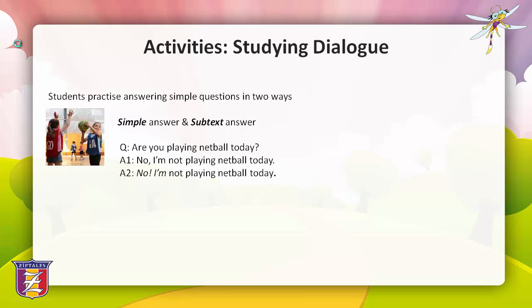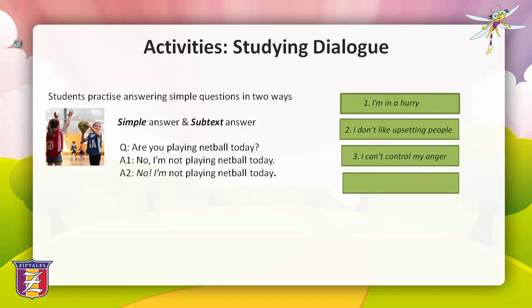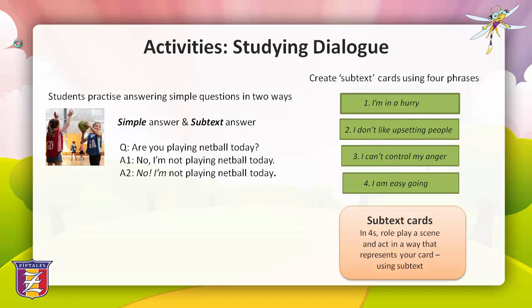Another activity could be to create subtext cards with 4 different phrases written on them. For example, number 1, "I'm in a hurry." Number 2, "I don't like upsetting people." 3, "I can't control my anger." 4, "I'm easygoing." In groups of 4, each student selects a card and role plays an everyday situation. For example, standing in line at the supermarket, or waiting for a bus. And they speak in a way that reflects the subtext card they have received.